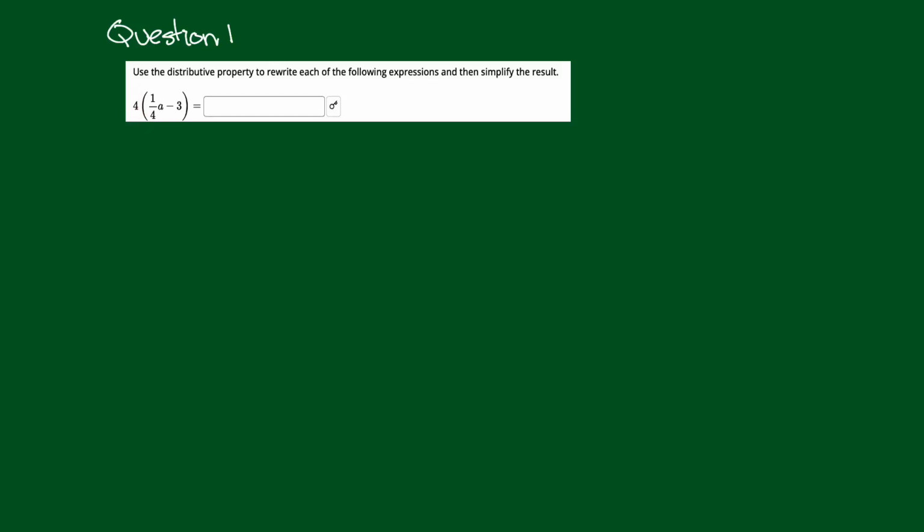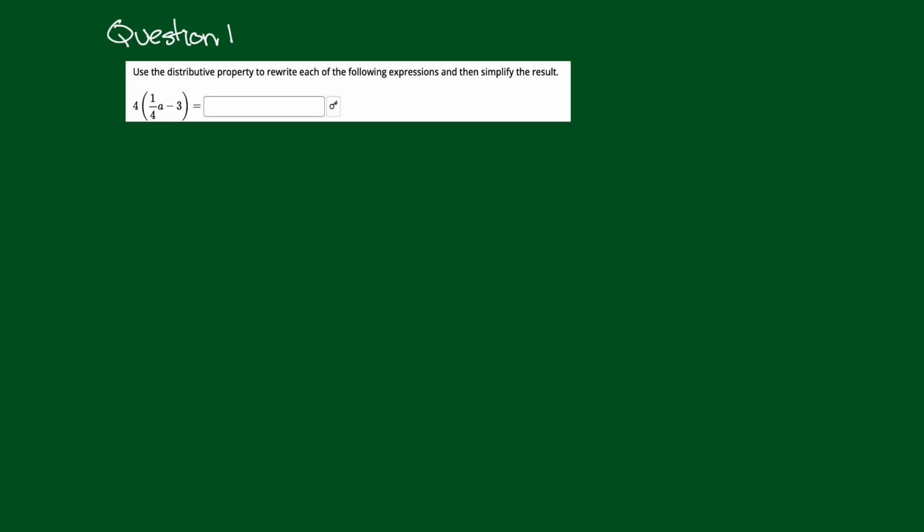4 times, right, that set of parentheses next to the 4 means multiplication. So 4 times 1/4 a minus 3. Now, first of all, I notice inside the parentheses there's nothing we can do. This is 1/4 of an a, and then we're going to subtract 3. These are unlike objects, unlike terms, so we can't really do anything with those. So I'm going to distribute this 4.